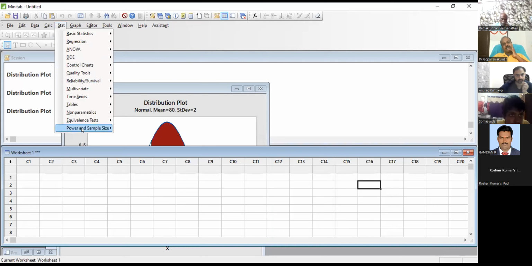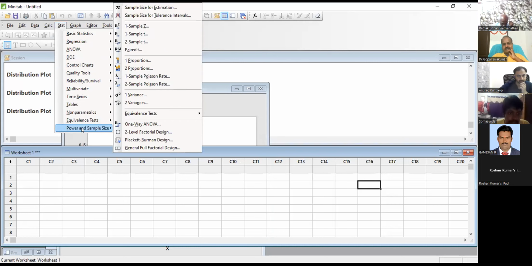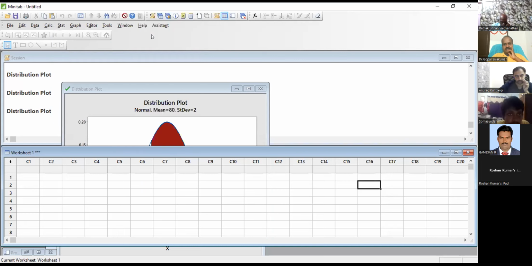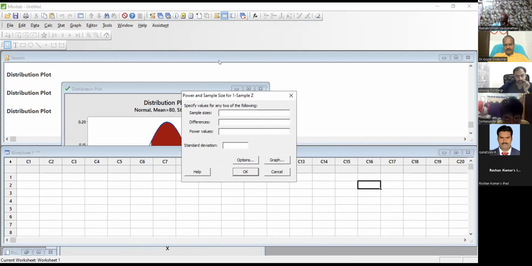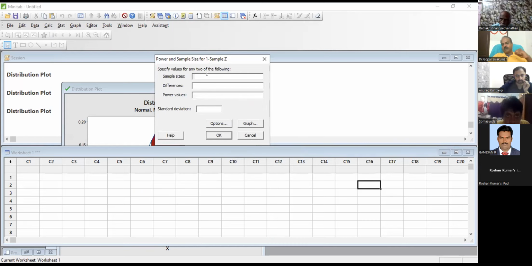Go to Stat. Can you see sample size here? Power and sample size. Go to one sample Z. Sample size, do you know the sample size? That is what we want to find out. So come here. What is the difference in the mean you want to validate? How much is the difference given? 0.5. What is the power you want to achieve? 0.95. Is the standard deviation given to you? How much? I think 0.75.